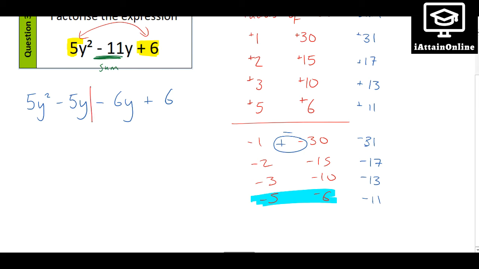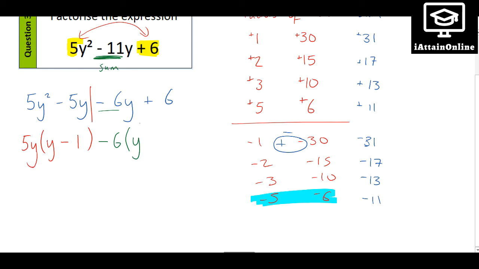So factorising the left hand side, the highest common factor of 5y squared and negative 5y becomes 5y, and I would have to multiply that by y minus 1 to get me negative 5y when I expanded it. So that's the left hand side done. We'll now do the right hand side. Negative 6y and positive 6. If we took the factor of negative 6 outside the bracket, inside the bracket, to get negative 6y, I would just need to multiply by y.